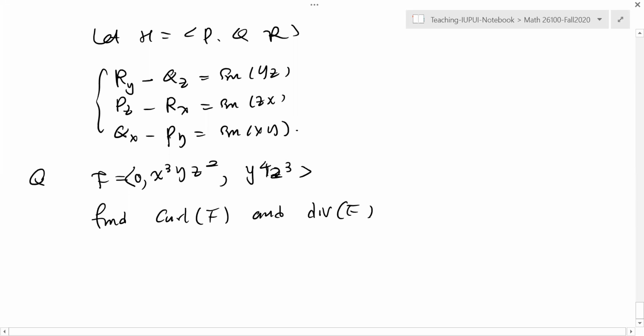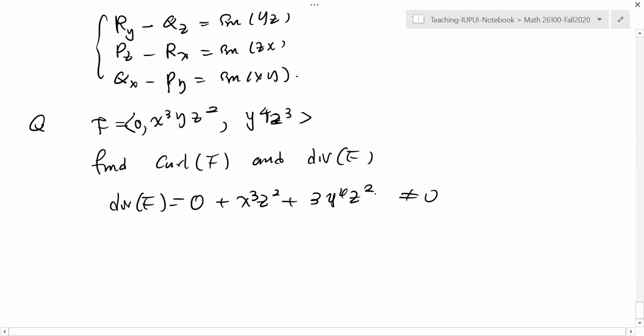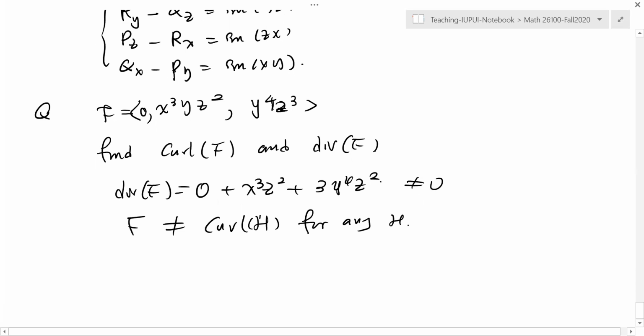Okay, let's do the computer. I think the divergence is easy to compute, as long as you memorize the formula. That's the partial derivative of the first component, which is 0, then you differentiate the second component, and that is x cubed z squared, then differentiate the last component with respect to z, and the y to the fourth z squared. So this is not going to be 0. So if it's not 0, definitely f is going to be the curl of some vector field for any h.